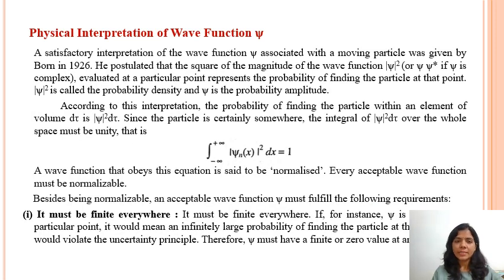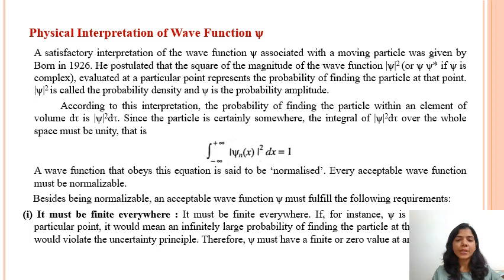Now, I will discuss the physical interpretation of the wave function psi. A satisfactory interpretation of the wave function psi associated with a moving particle was given by Born in 1926. He postulated that the square of the magnitude of the wave function, mod psi square or psi star psi if psi is a complex function, evaluated at a particular point, represents the probability of finding the particle at that point. Mod psi square is called the probability density and psi is the probability amplitude.